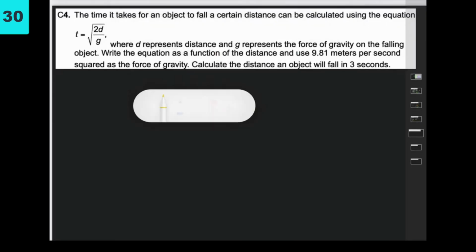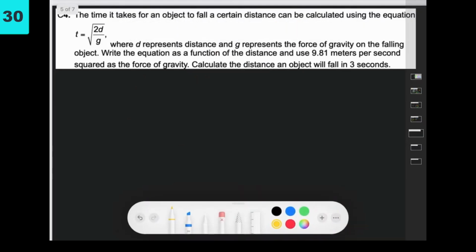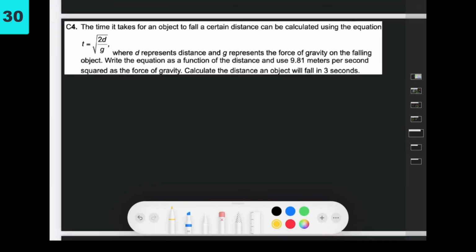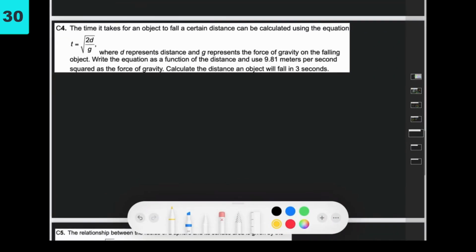C4. The time it takes an object to fall a certain distance can be calculated using the equation T equals the square root of 2D over G. Let's just write that. T equals the square root of 2D over G. So let's pretend you're on some ladder here, and you're dropping something, and it's going to hit the floor.